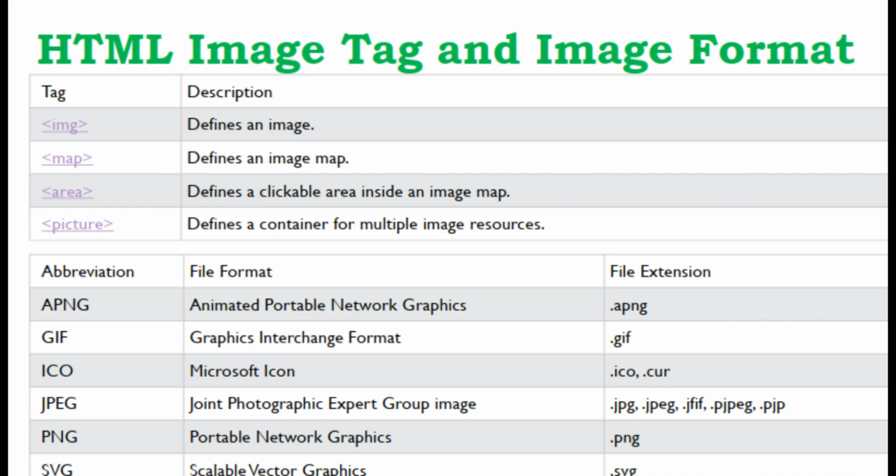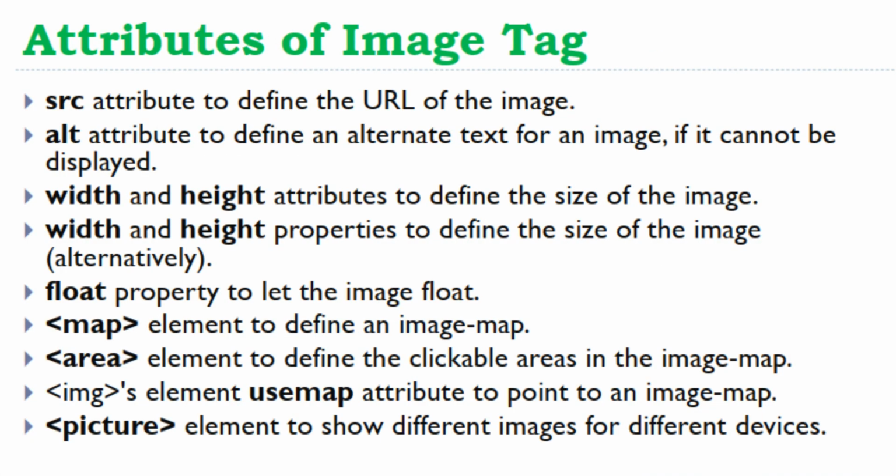Image formats, abbreviation and file extension: APNG, animated portable network graphics, .apng. GIF, graphics interchange format, .gif. ICO, Microsoft icon, .ico, .cur. JPEG, joint photographic expert group image, .jpg, .jpeg, .jfif, .pjpeg, .pjp. PNG, portable network graphics, .png. SVG, scalable vector graphics, .svg.